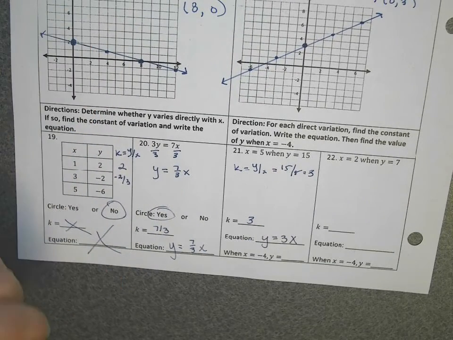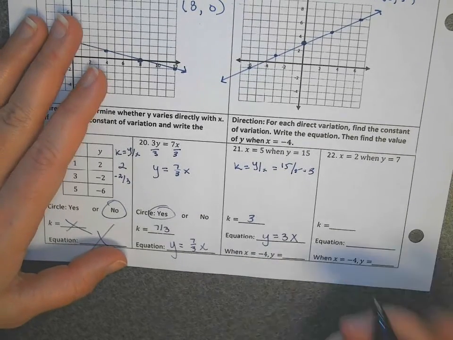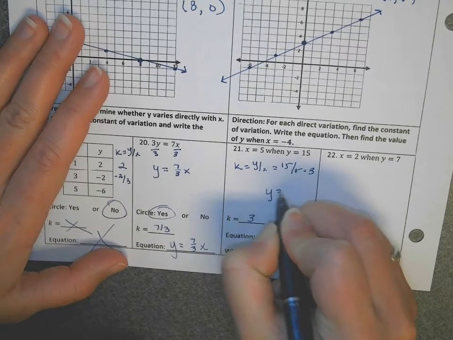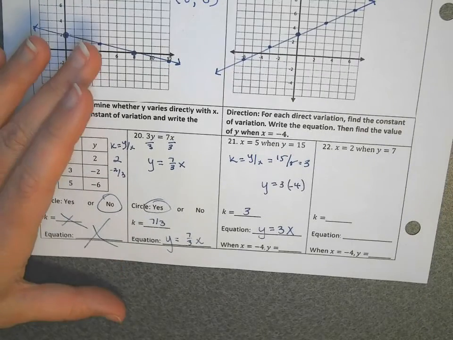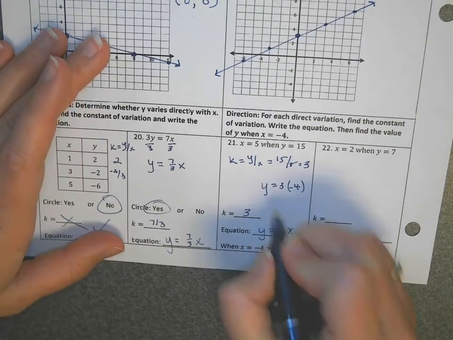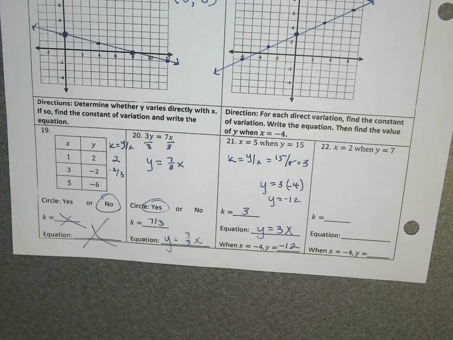Y equals kx. Okay. If x is negative 4, find y. Cool, I have my equation. X is negative 4. What does y have to be? Negative 12. I fill it in. So far, so good? Do the same thing again.